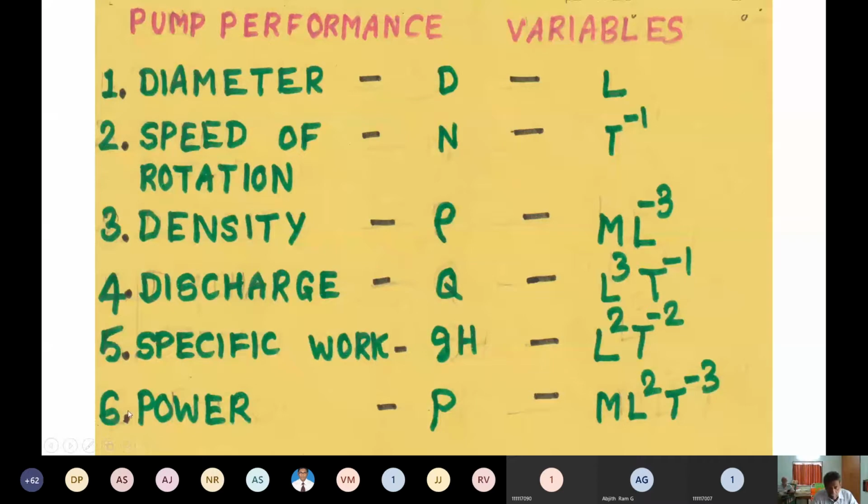Now the sixth one is power. Power, denoted by P, you can easily arrive at this dimension, m L square t power minus 3. What you do is you express power as force into velocity. Then force, you have mass into acceleration. Like that, you can get this dimension.